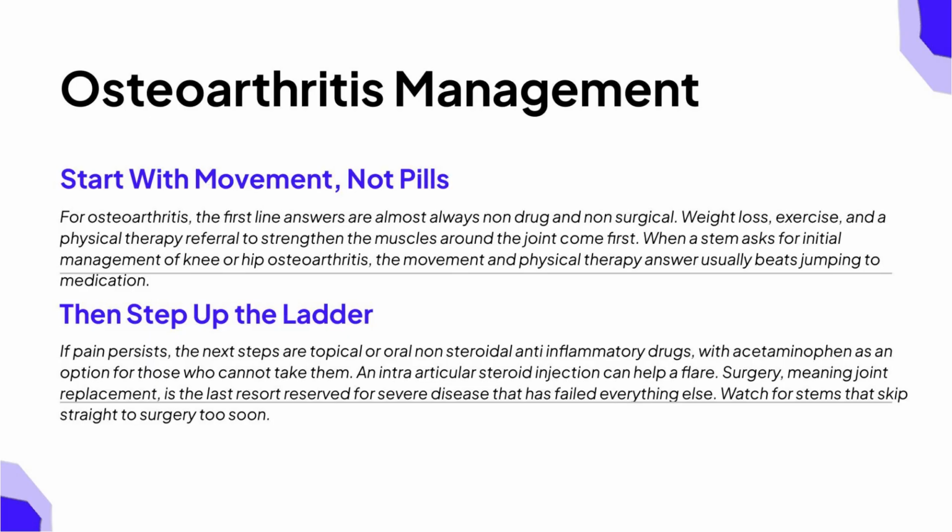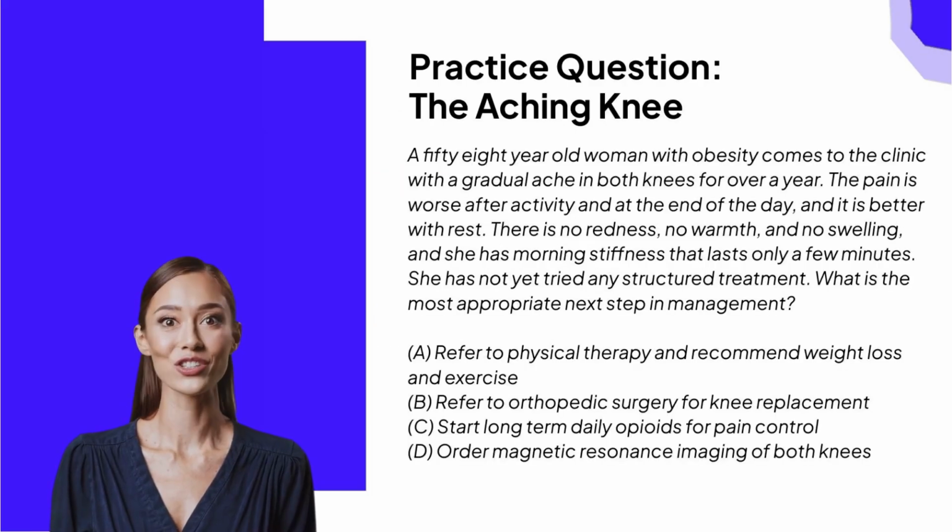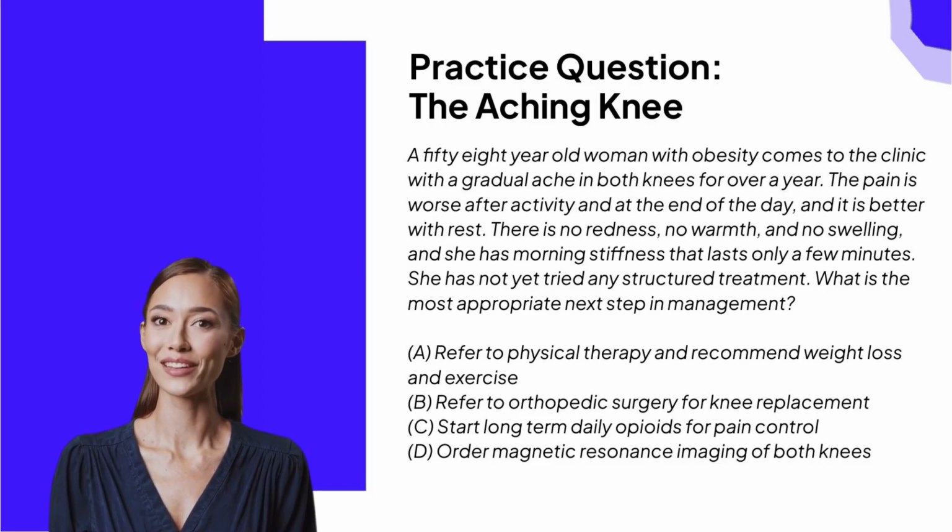Second, step up the ladder only when needed. If pain persists, the next steps are topical or oral NSAIDs, with acetaminophen for patients who cannot take those. An intra-articular steroid injection can settle a bad flare. And surgery, meaning joint replacement, is the last resort for severe disease that has failed everything else. Watch for stems that tempt you into jumping straight to surgery before conservative care, because that is a classic wrong answer. Here is our third practice question, testing where the osteoarthritis treatment ladder begins.